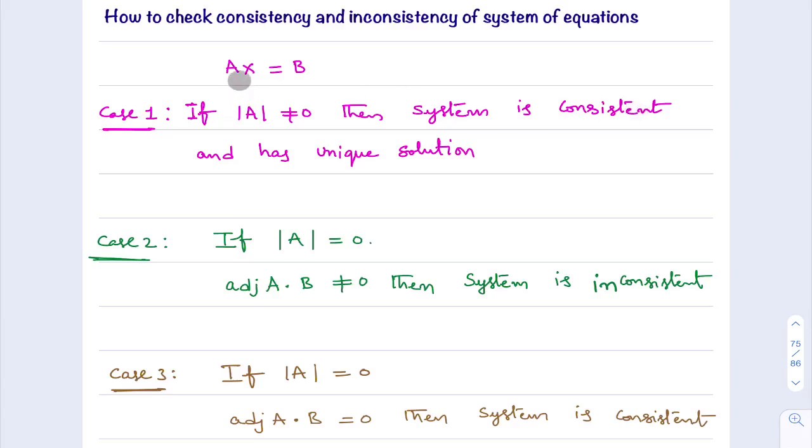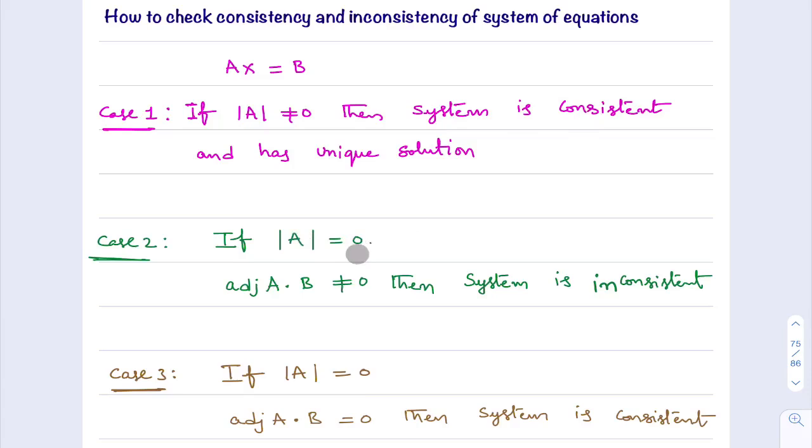So you try to understand the theory. What is the theory? If det A is not equal to 0, feel happy, say that the system is consistent. And moreover, it has a unique solution. I'll explain about unique solutions while doing exercise problems, right? In case det A is 0, then you need to calculate another part. If det A is not equal to 0, it's over, it's consistent.